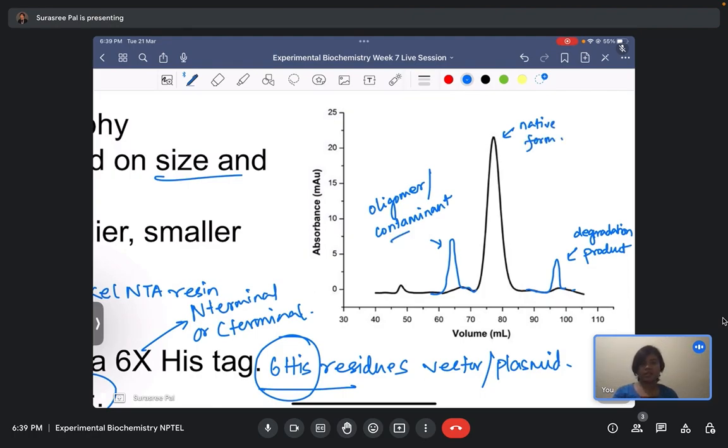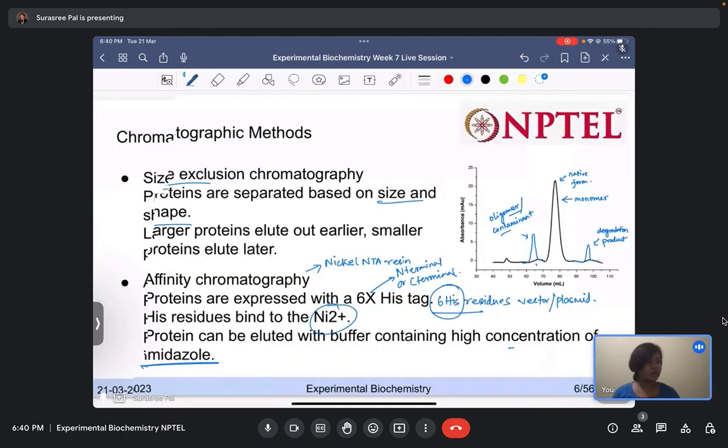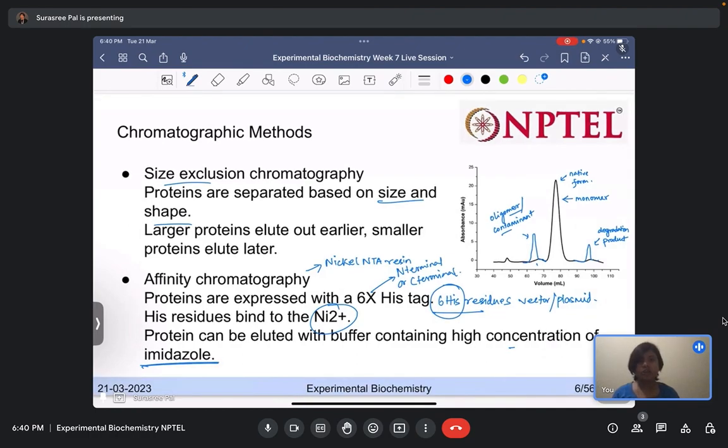And contaminant means it can be other proteins, or it can be an oligomer of the same protein. So suppose this peak is given by the monomer of the protein, but if the protein also exists in the solution as a dimer, then this dimer has higher molecular weight, so the dimer can come out earlier, like this. So by analyzing the chromatogram, we can actually determine several things related to the protein. We will come again to this oligomer part.